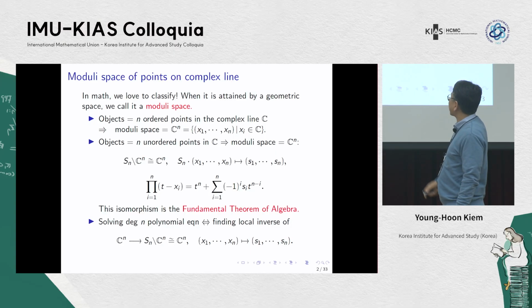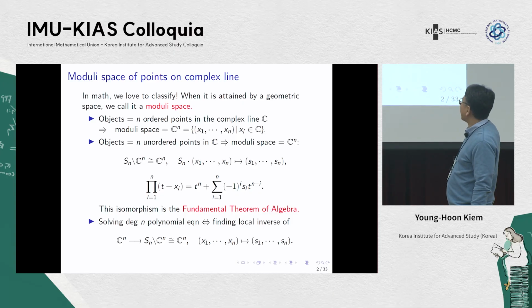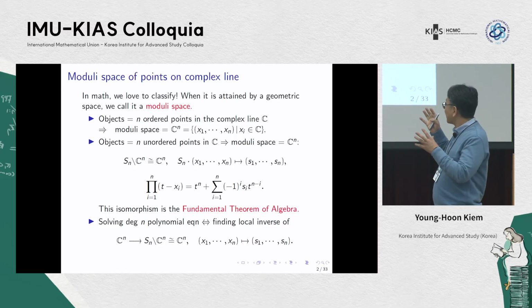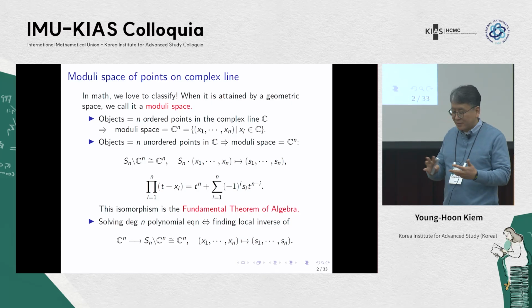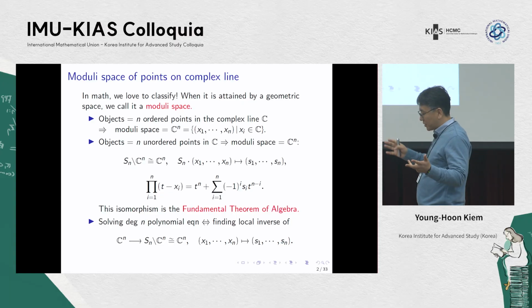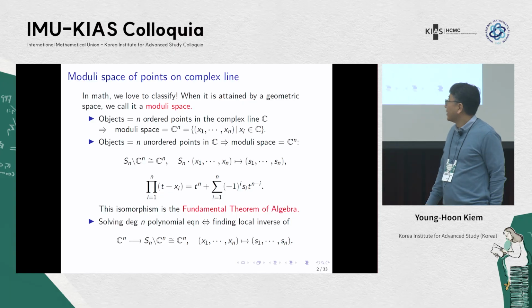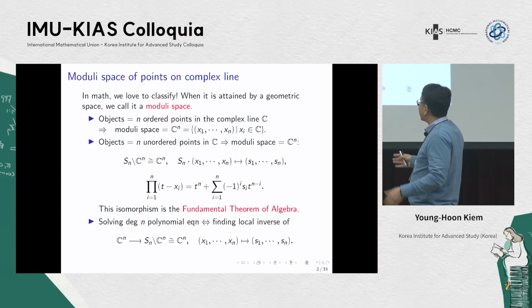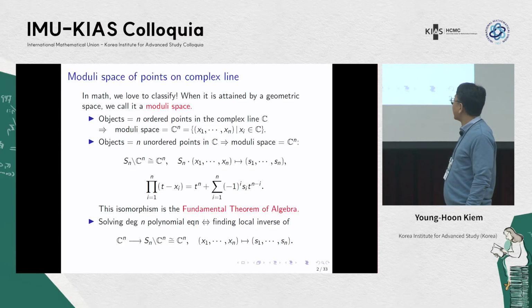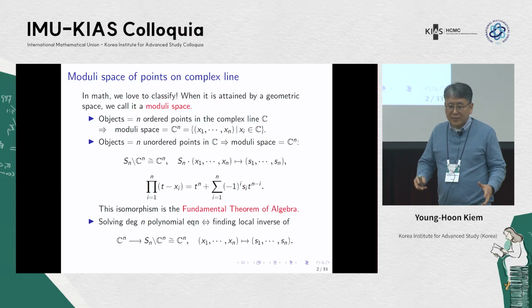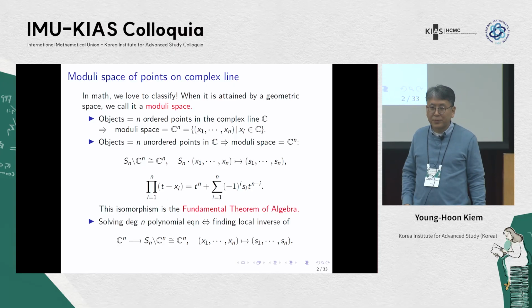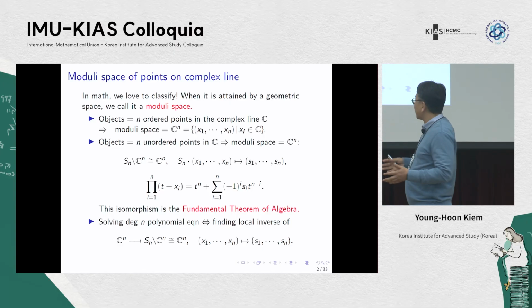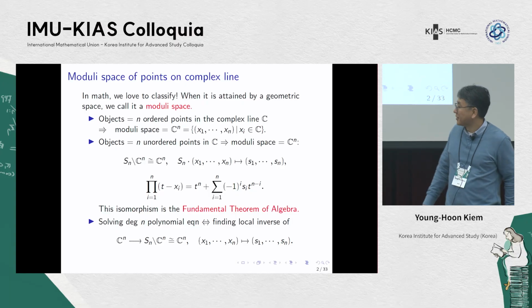okay, the pointer is not working. So you would want to think about the action of the symmetric group S_n on C^n, and this symmetric group acts on C^n by permuting the coordinates. Right? So we want to think about the orbit space, the space of orbits in C^n by the action of S_n. That's going to be the moduli space. But in this case, the orbit space is exactly isomorphic to C^n. So this is the content of the fundamental theorem of algebra.